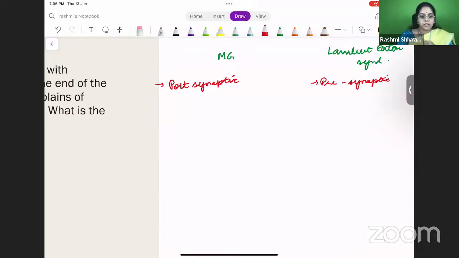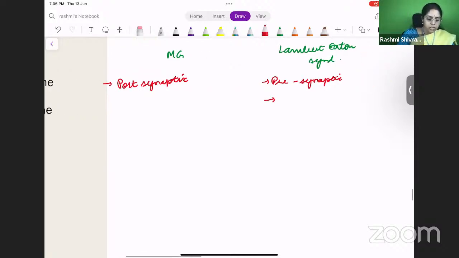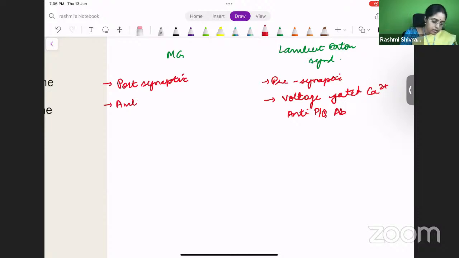Okay, so in Lambert-Eaton syndrome, what happens? It's a presynaptic defect. It is against the voltage-gated calcium channel. So what is the antibody which is present here? It is the anti-VGCC antibody. In myasthenia gravis, you have the anti-acetylcholine receptor antibody. What are other antibodies implicated in myasthenia gravis, which is a very, very important MCQ question?